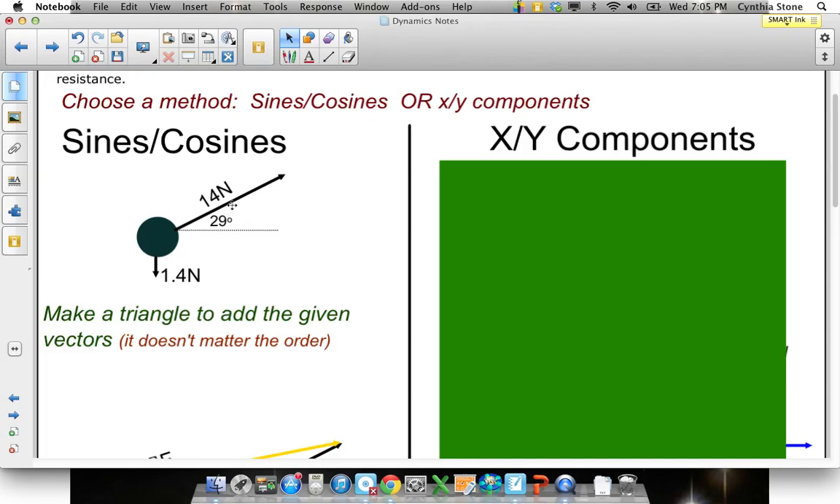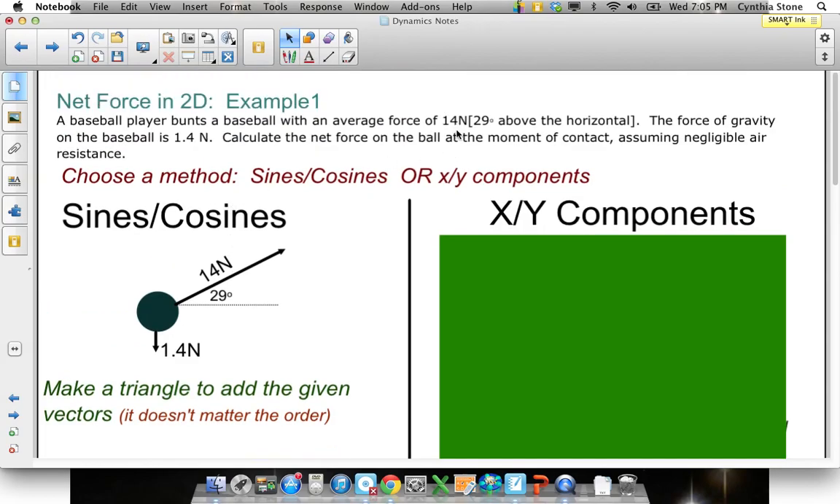You're actually just going to draw the vector as it says. So it's given as 14 newtons, 29 degrees above the horizontal. It also tells us the gravity force, which will be straight down. There'll be no other forces acting on the ball. We're assuming there's no air resistance. And so we're looking for net force.